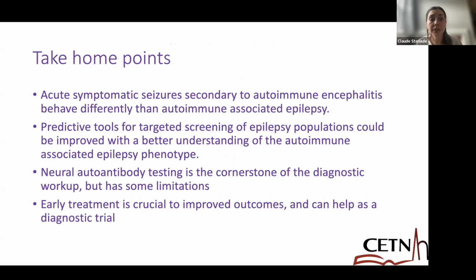So what I've talked about today is the fact that acute symptomatic seizures are very different from an autoimmune-associated epilepsy. We have some tools that can help us identify patients, and really doing antibody testing is the cornerstone of the diagnostic workup. But I want you to keep in mind that it has its limitations, and treating patients early is really important to improving outcomes, and it can be helpful as a diagnostic trial. And with that, I'll take questions.